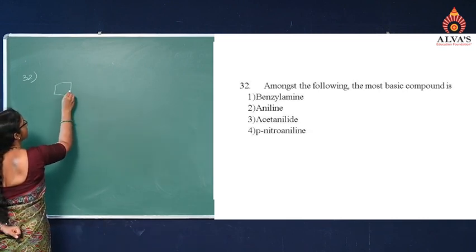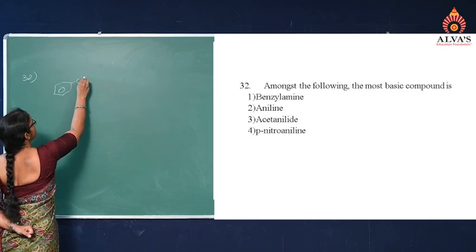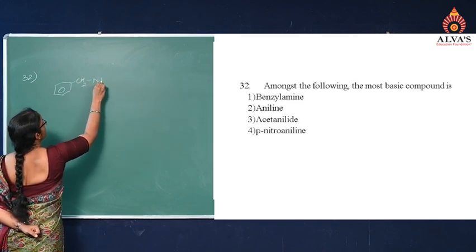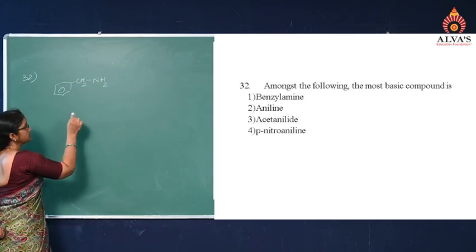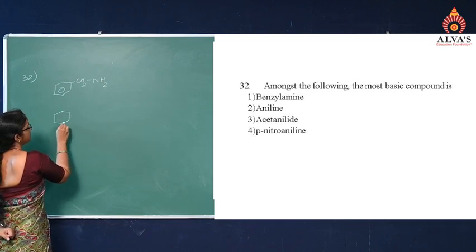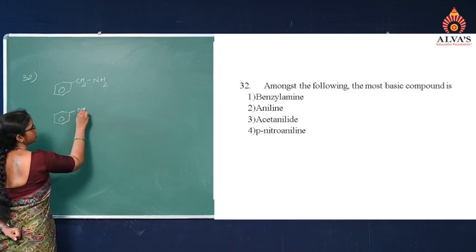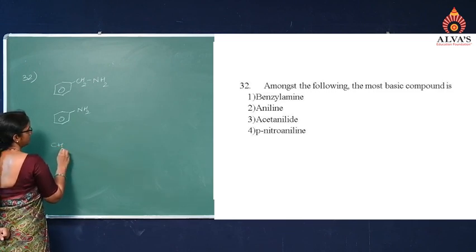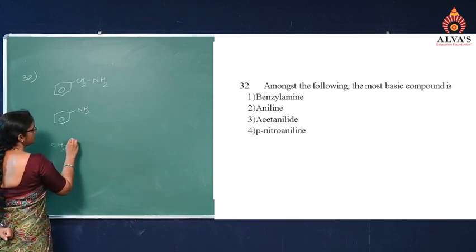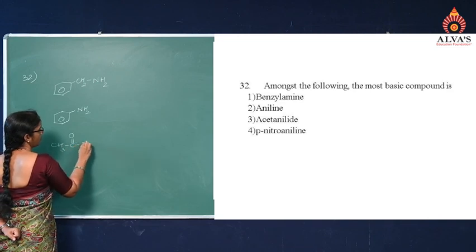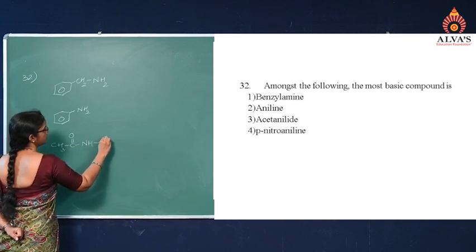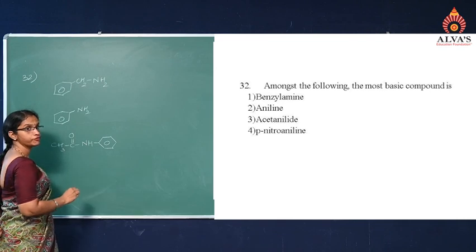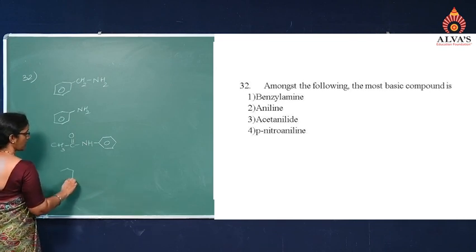benzylamine, it is benzene ring, CH2, NH2. Then is aniline, that is benzene ring directly connected to NH2. Third is acetanilide, that is CH3 C double bond O NH with benzene ring. And fourth is para-nitroaniline.